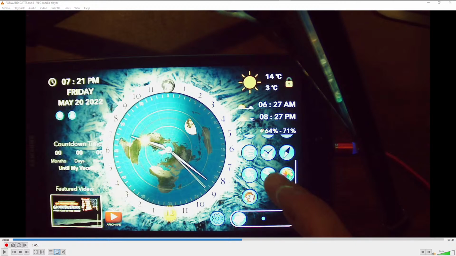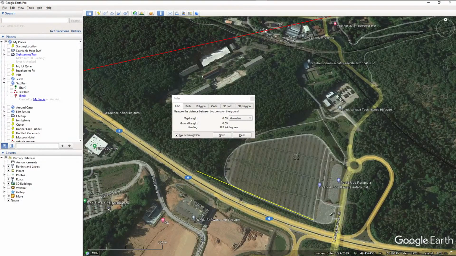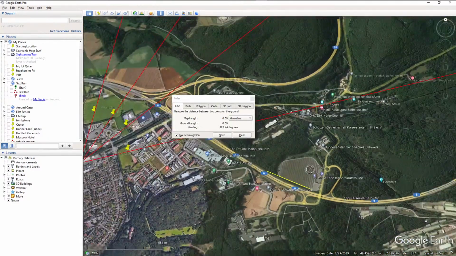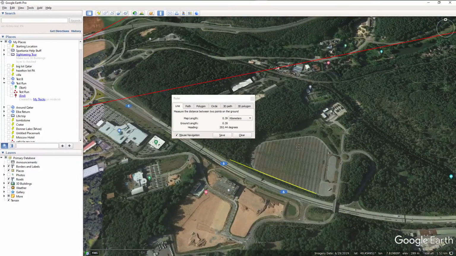But anyway, what I did was I got the azimuth of where the sun's supposed to be on the flat Earth map, and where the sun's supposed to be, stated a thousand times over on various other sites, as far as the globe goes. And then I found a location, which is this parking lot. It's a park and ride just outside of Kaiserslautern, Germany, here on the far east side.